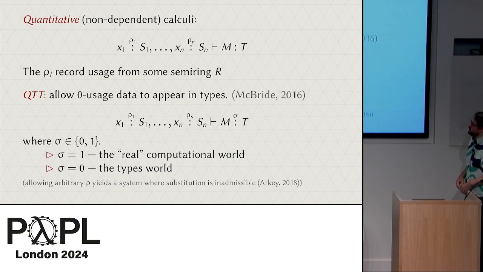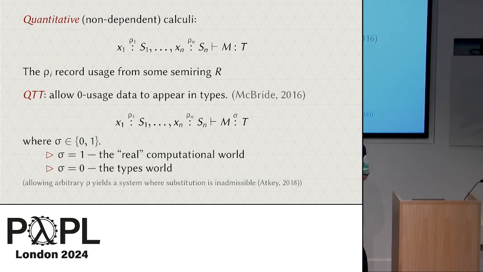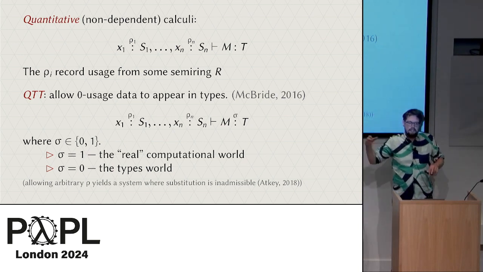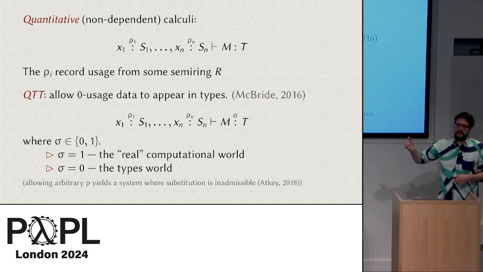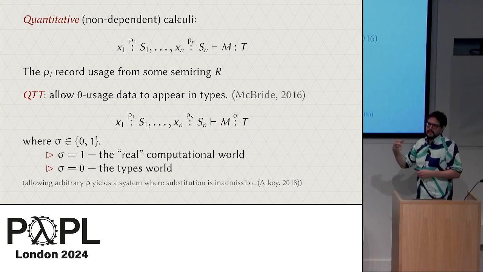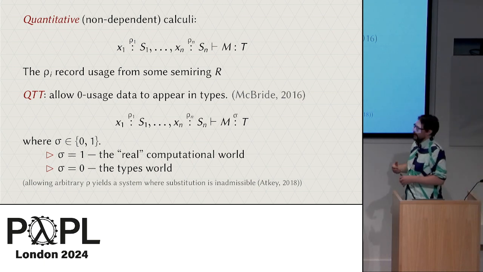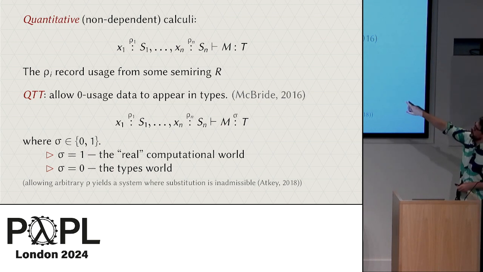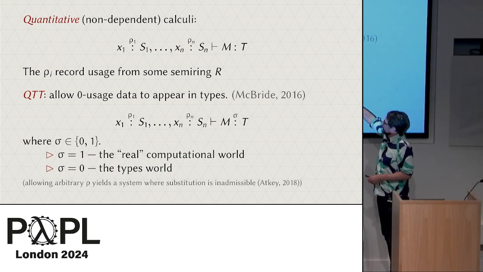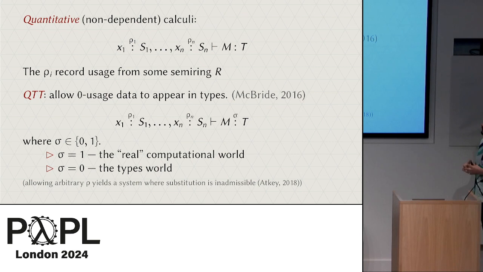Now, Conor McBride's insight was that zero usage is very useful here, because if you annotate something with a zero from the semi-ring, you're not using it in some sense, right? And this is precisely what's going on when we're just using variables for their meaning in the types. So let's say we allow any kind of zero usage data to appear in the types. If you follow through this idea, you come up with a system where, in addition to having annotations on the variables, we have one on the term as well, this sigma at the end. And this kind of splits the type system into two separate systems.